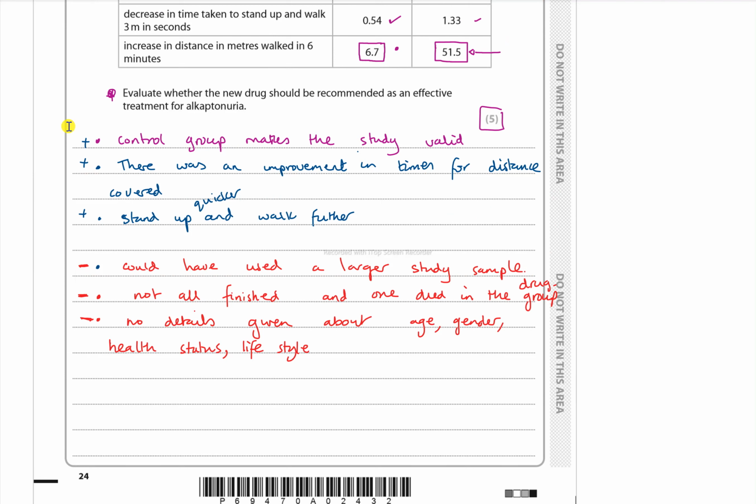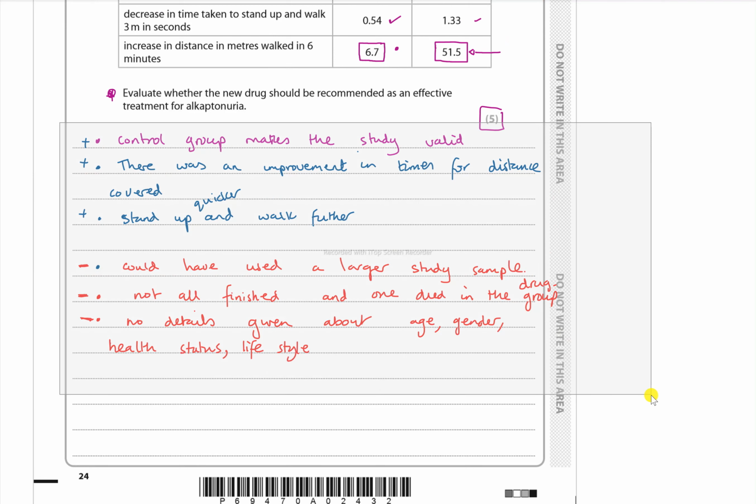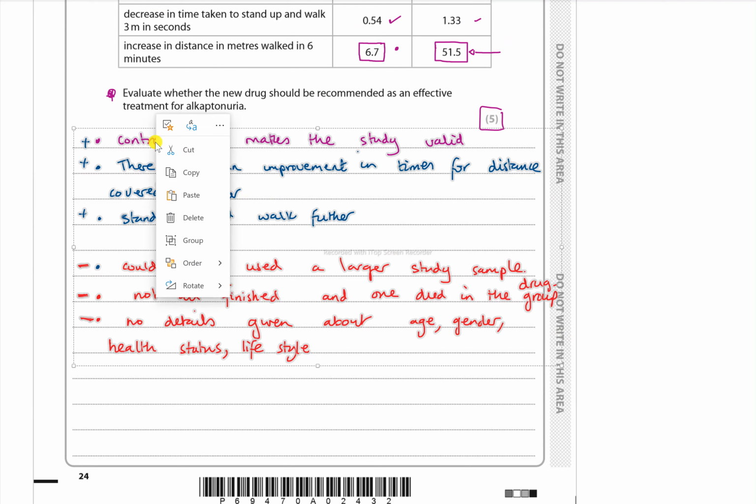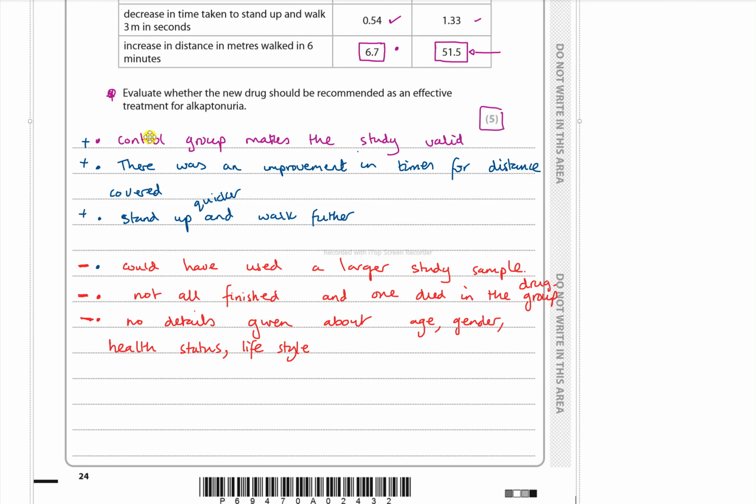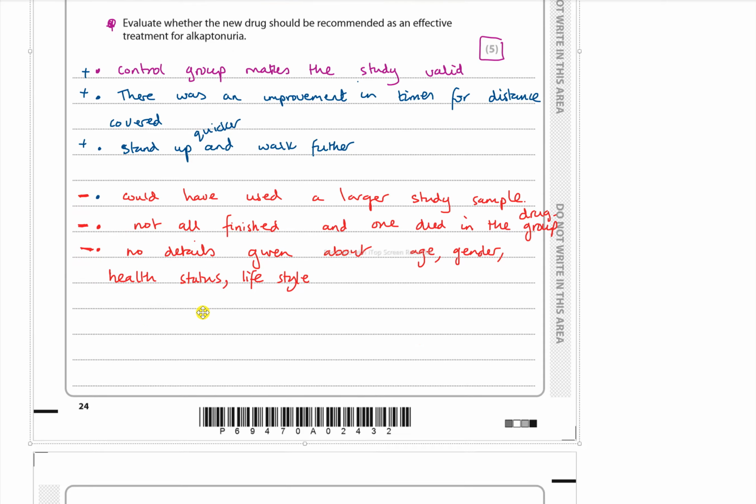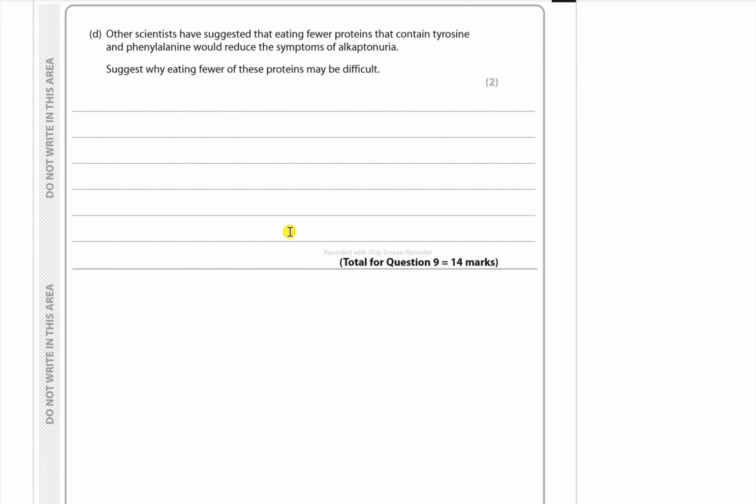Right, so remember, that's how you're gonna try to answer these. Pick up the positives. If you've got a control group, that's a good sign, that you can see the improvement. What improvements? They stand up quicker and they walk further. For a new drug, it would have been better to have a larger sample. Not all the participants finished, and one actually died in the drug group. No details given about their age, gender, health status. Right, last one.